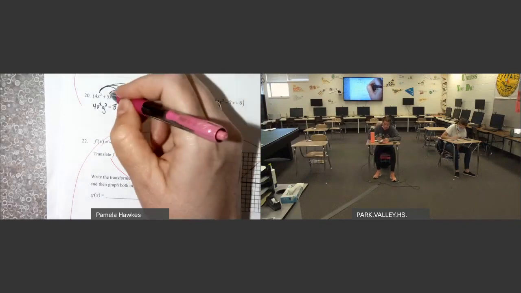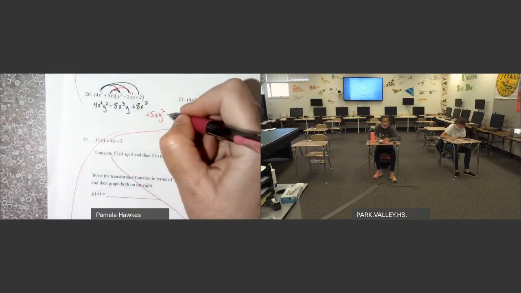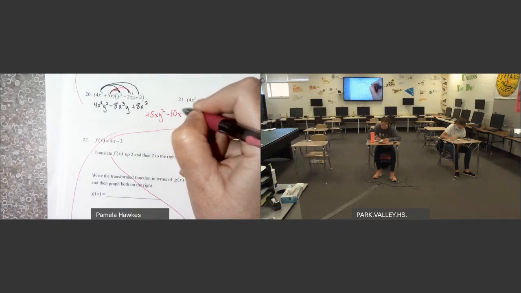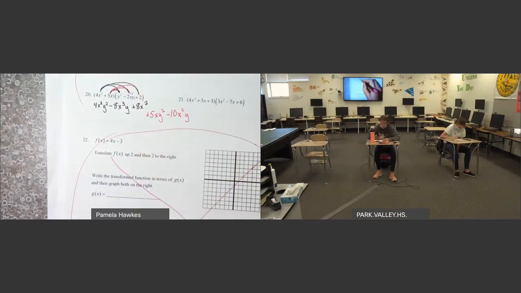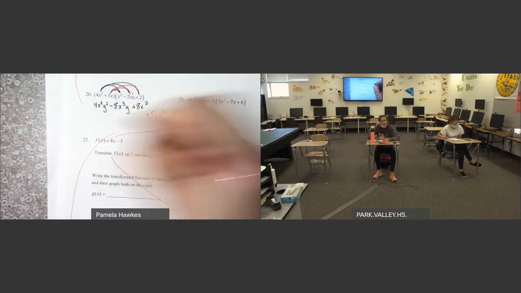Okay, next I know 5x times negative xy, what am I gonna get? Negative 10 x squared y. Good. Next I go 5x times 2 is what? 10x. Nothing lined up.